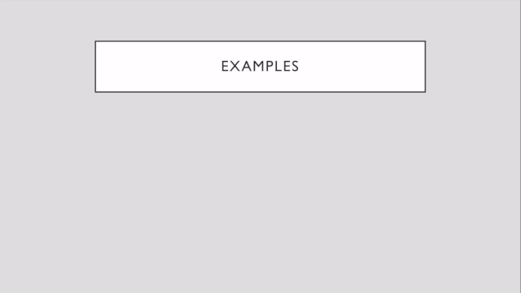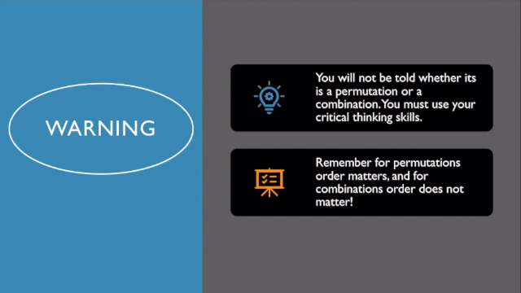That was the last example. So, friendly reminder and warning: you will not be told whether or not it's a permutation or a combination, right? You need to use your critical thinking skills. It's different when we're picking a president or a vice president because that has a specific order, versus when we're picking 3 members to be on a board. Remember, for permutations order matters, and for combinations, order does not matter.